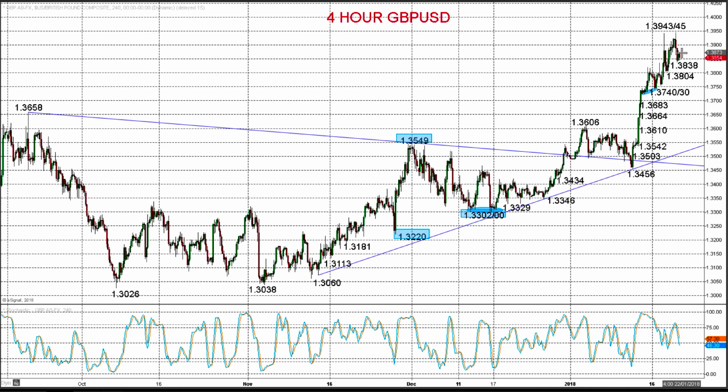We're at post-Brexit peaks up here at 139.45, aiming at 140 and potentially above through the late part of January.